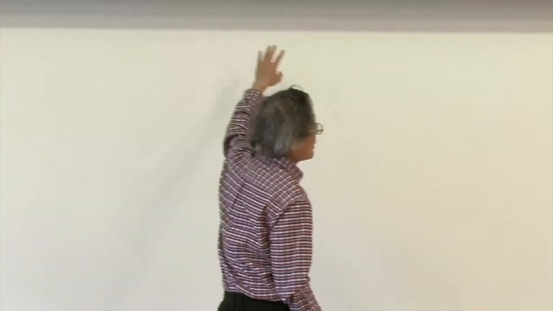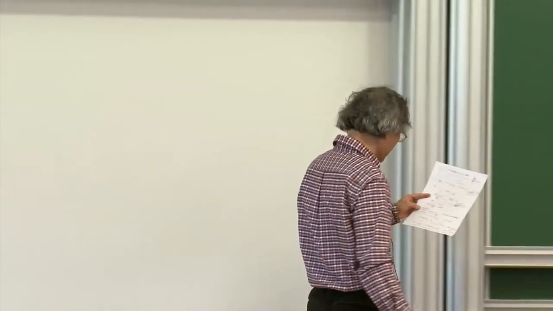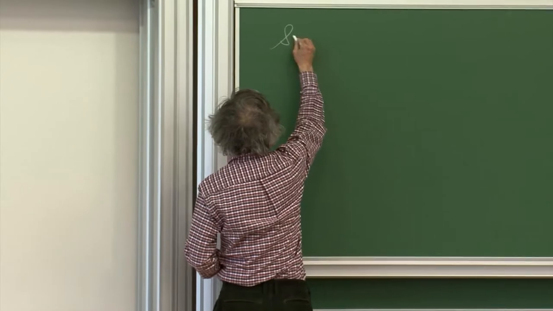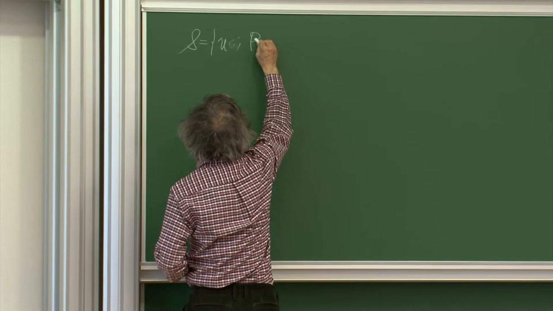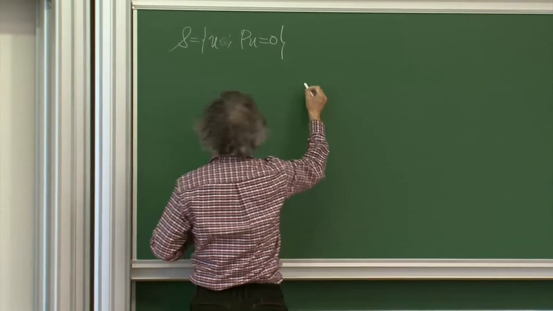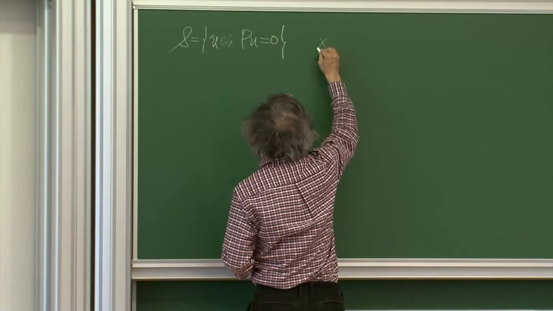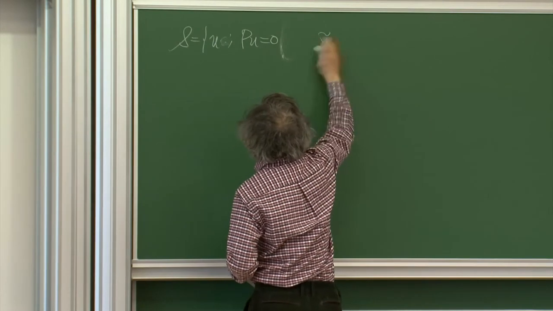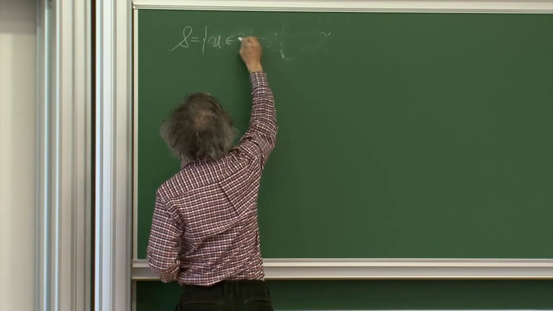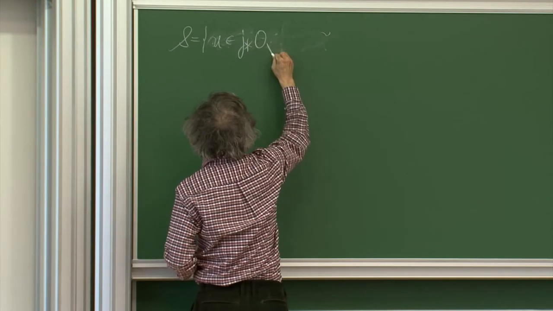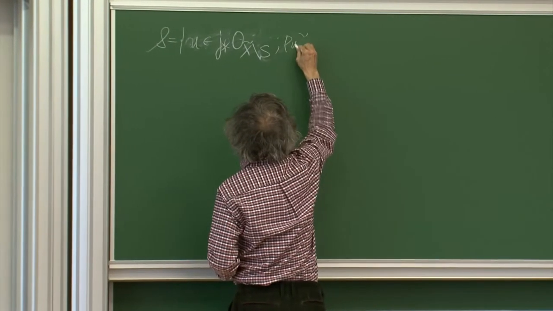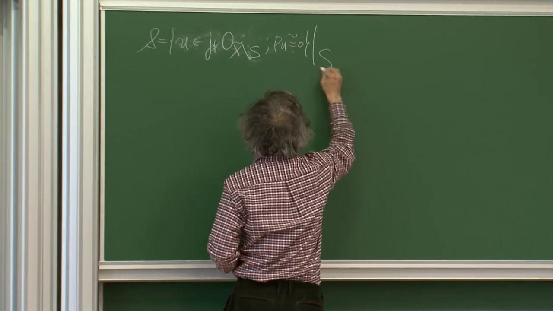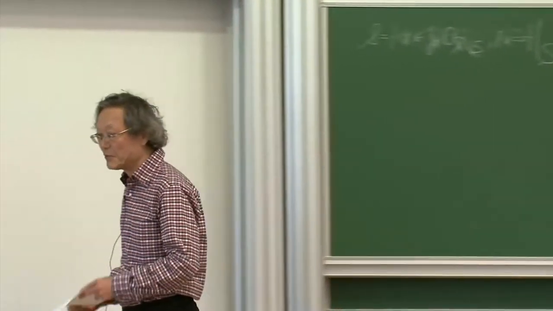So that is one part. And what Majima and Sabbah consider is the following thing. You consider the solution sheaf, say, those U in j star O_X tilde, with PU equals 0. And you restrict to S. So that is a sheaf on S.